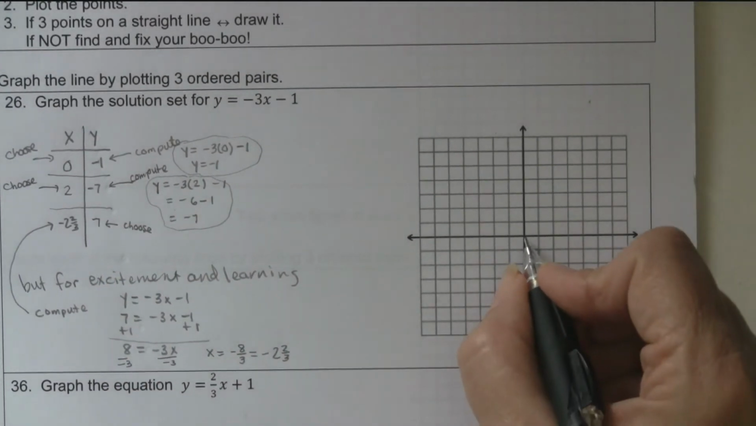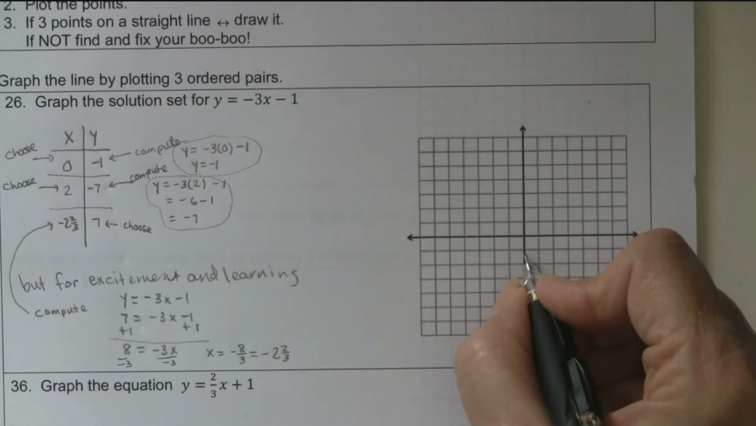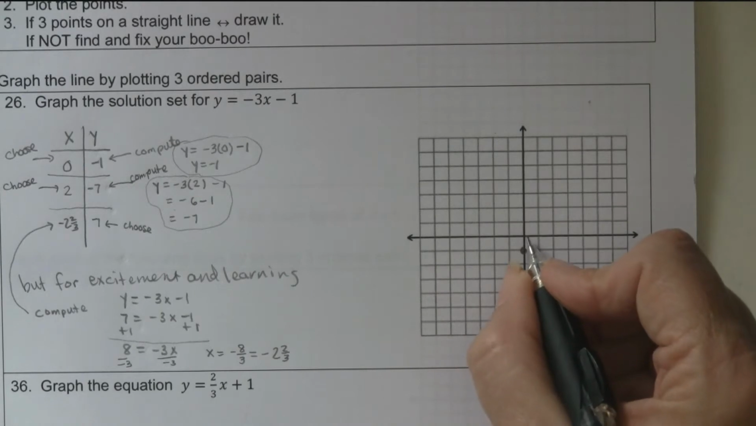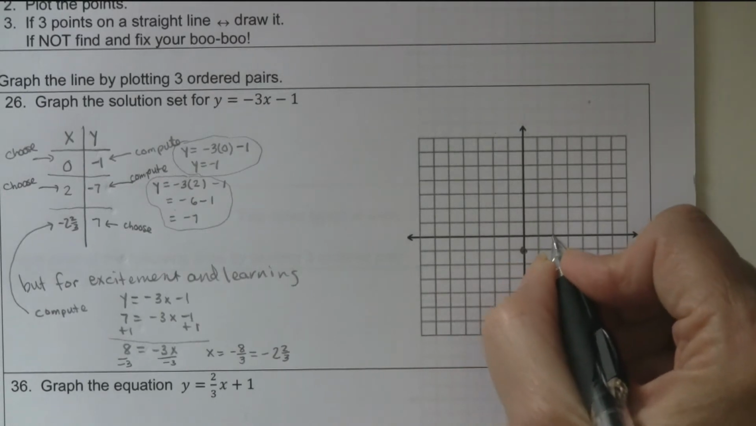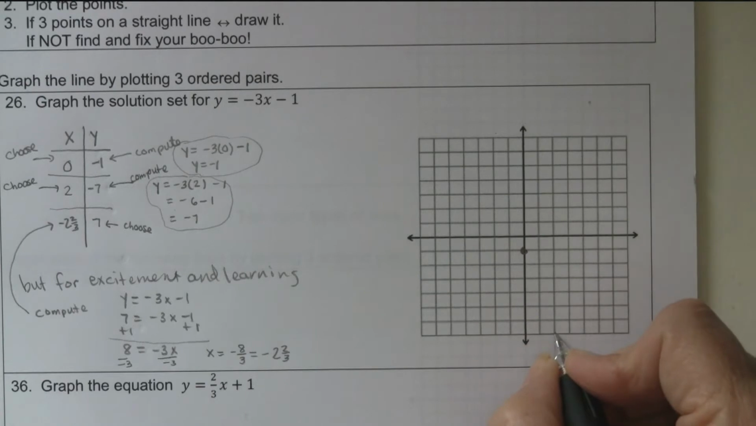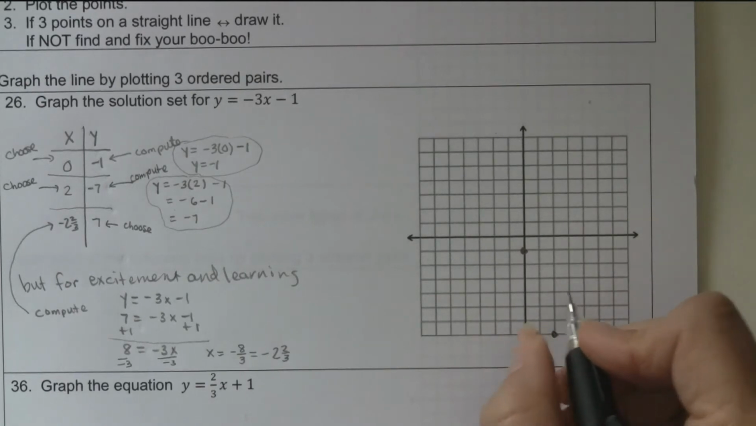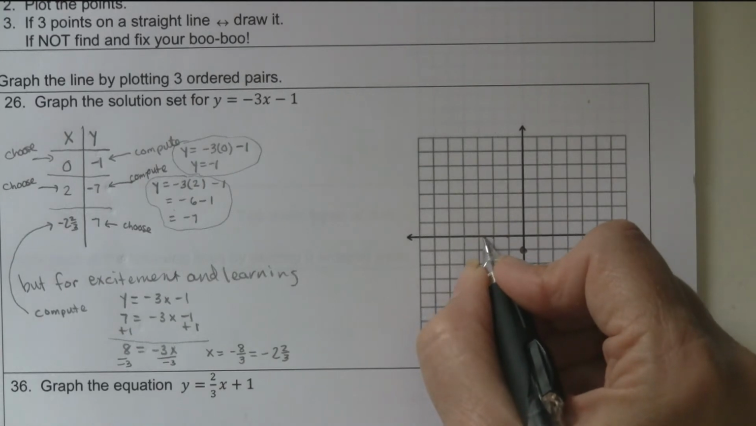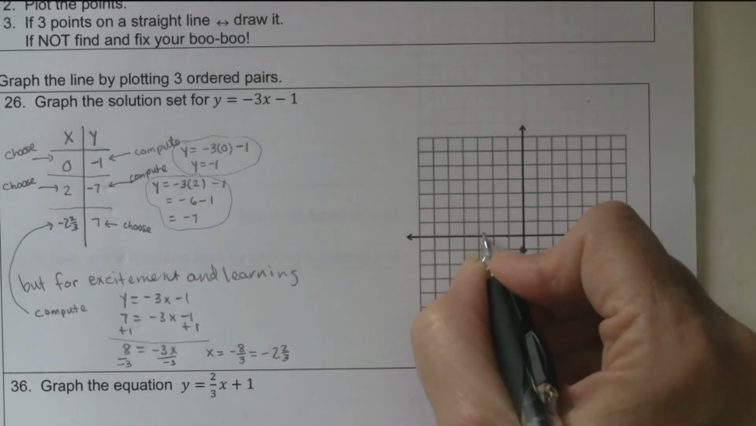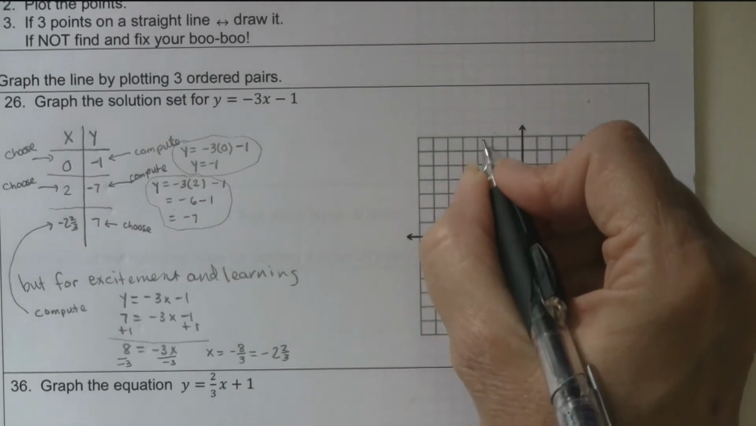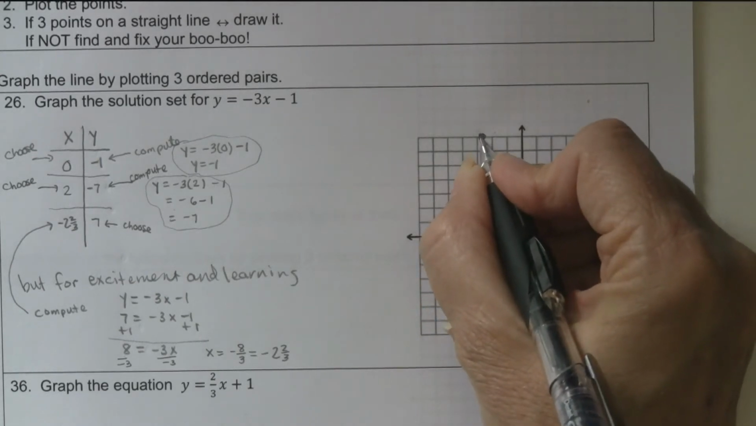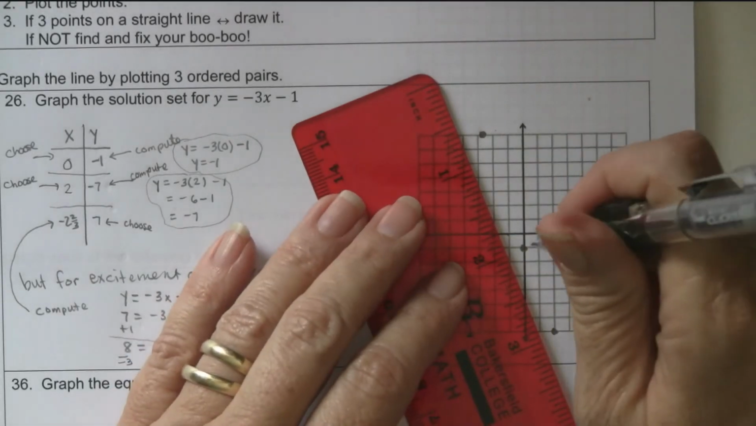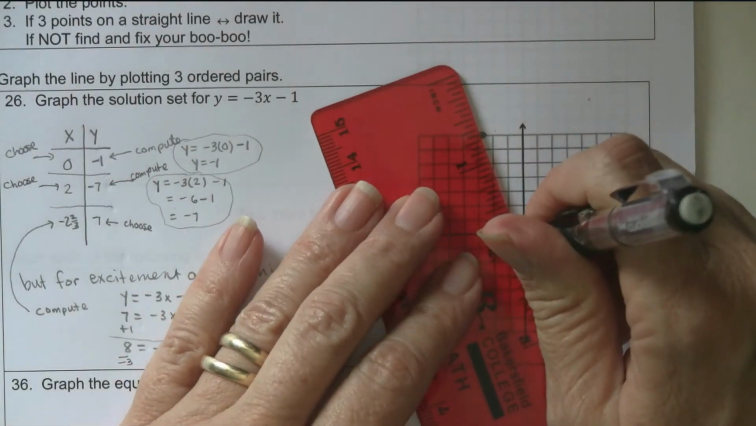So I'm going to plot these. 0, negative 1. I don't have to label it because I am going to count by ones. Over 2: 1, 2, down 7. Over 2: negative 1, negative 2, and 2/3 is almost to negative 3. And then up 7. And there's my 3 points on my line. And you can see that they are collinear.